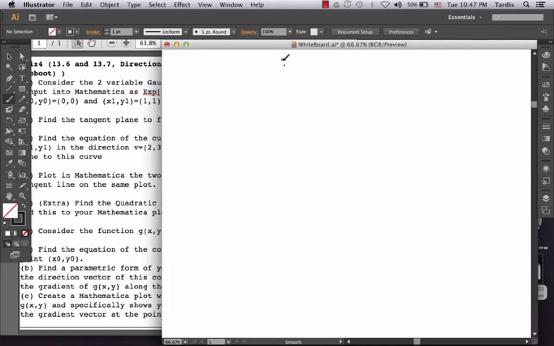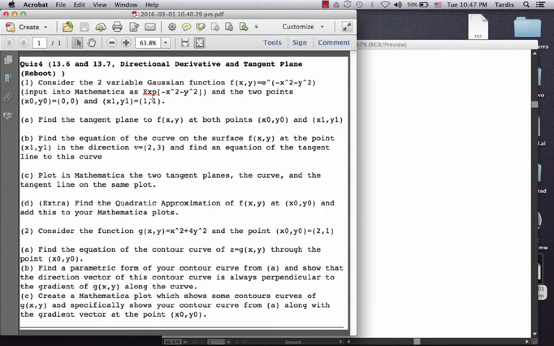In this video, we're going to look at a solution to quiz number 4. Here is the quiz problem. There are two problems to it. The first problem is to consider the function e to the negative x squared minus y squared, and to compute the tangent plane, and then to do the curve on the surface in a given direction, 2, 3.